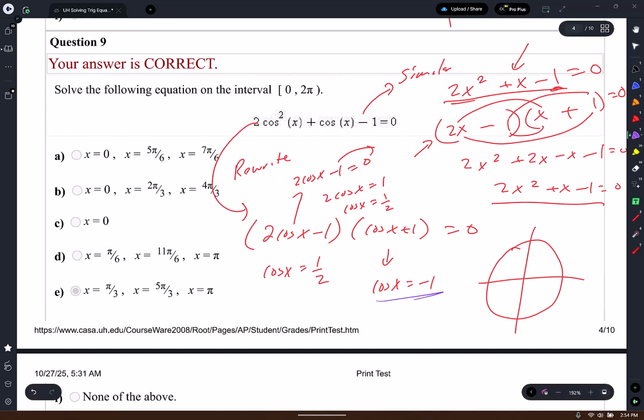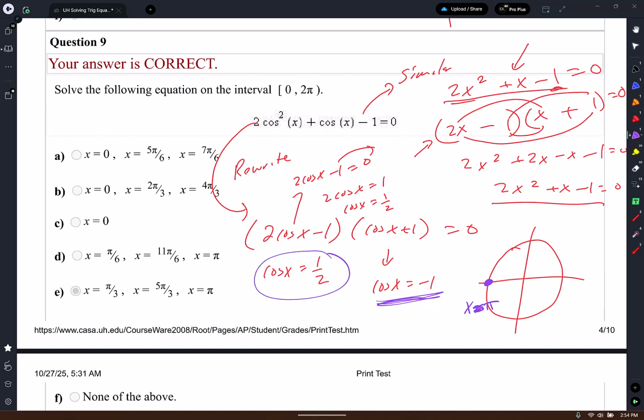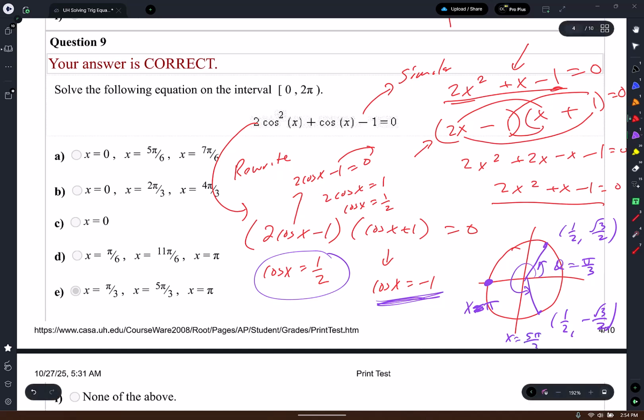On the unit circle, where is cosine x equal to -1? Pi. What about this one? What about half? It happens up here and down there. That one, I heard someone say it. That's pi over 3. What's the other one? 5 pi over 3. Good job. Look for those answers.